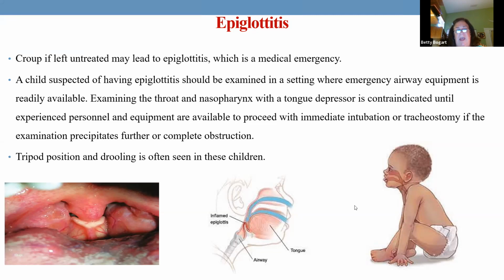Never, never, ever look in the back of this throat, because what you're going to do is create more swelling, unless you're the person who's going to intubate or do a tracheostomy on that child.